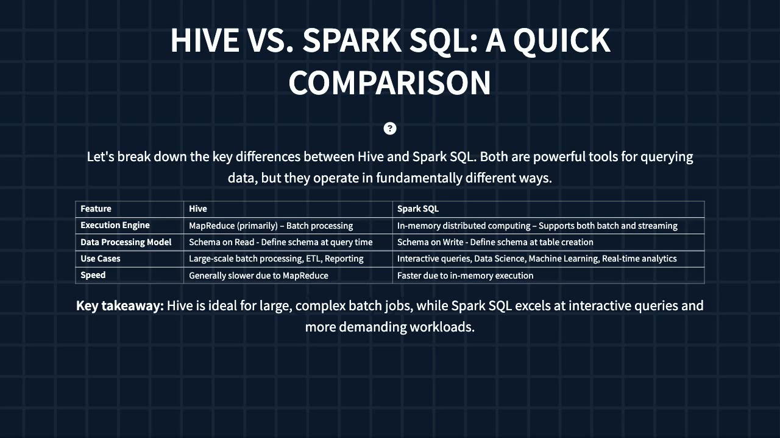Spark SQL, on the other hand, is much more nimble because it runs primarily in your computer's memory rather than relying on those giant batch processes. This makes it incredibly fast for interactive queries and things like data science projects or even real-time analytics. You can think of Spark SQL as a go-to choice when you want to quickly explore and analyze your data. Essentially, Hive is great for big batches, while Spark SQL is fantastic for speed and flexibility.